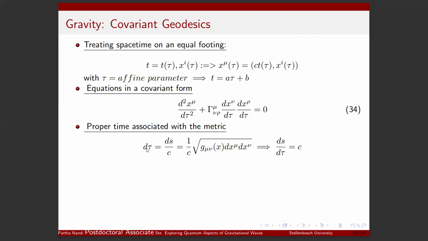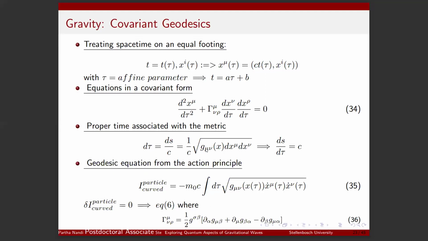And this d tau, which satisfies this equation, is known as the proper time, which is a scalar object. This d tau can also be rewritten using this following structure, because ds is nothing but a line element between two points in spacetime. Now, the moment you define this d tau using the metric, one can re-derive this geodesic equation from the action principle.